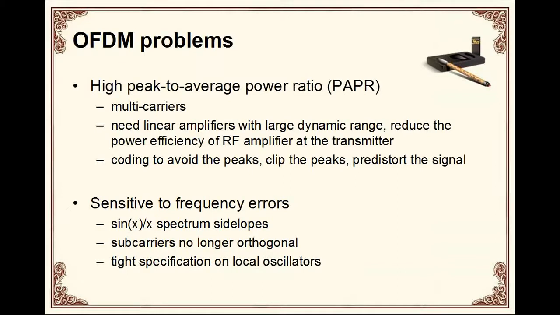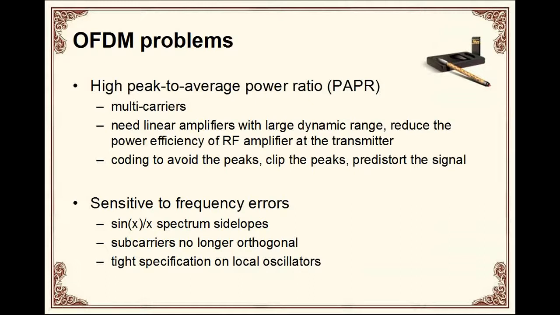Such large signal peaks may result in clipping of the signal voltage in the digital-to-analog converter, and may saturate the power amplifier. So it needs linear amplifiers with a large dynamic range. But this reduces the power efficiency of the radio frequency amplifier at the transmitter side. There are some solutions, such as coding to avoid the peaks, clipping the peaks, predistorting the signal, etc.